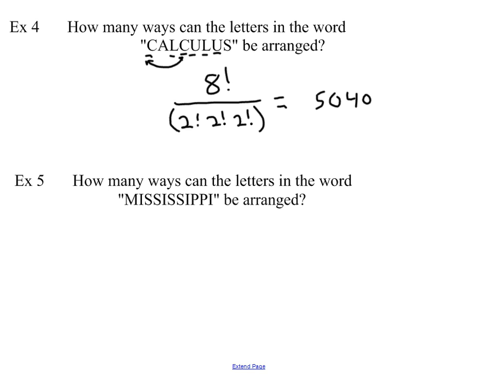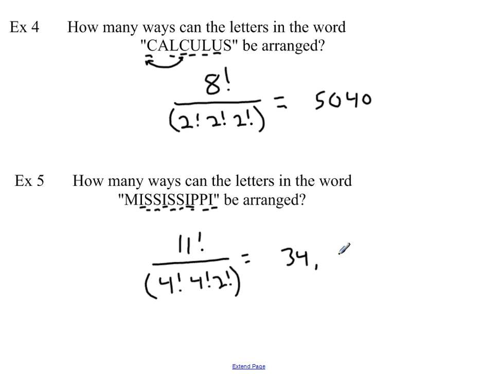Let's look at a different word. What about the word Mississippi? Well, there's 11 total letters, so start with 11 factorial, over. There are, let's see here, 1, 2, 3, 4 i's, so we'll divide by 4 factorial. There are 4 s's, so we'll divide by another 4 factorial. And there's a couple p's, so we'll divide by 2 factorial. If we do that, and I'm going to put this in parentheses, we get there are 34,650 different ways to arrange those letters.